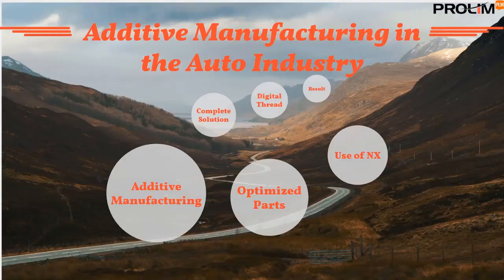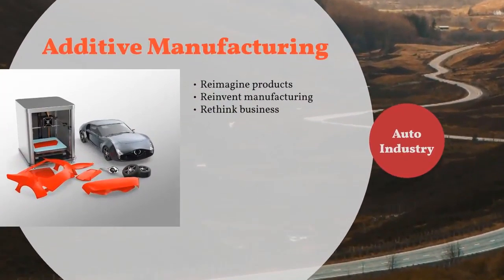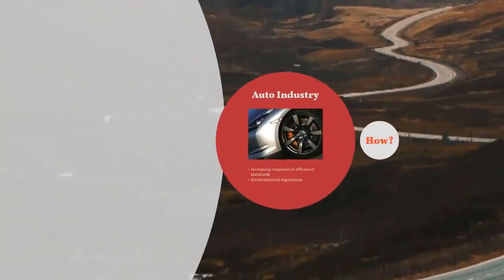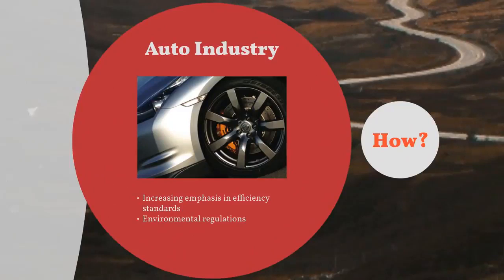Today, we're looking at the automotive industry, particularly additive manufacturing in the auto industry. Additive manufacturing is the process by which 3D objects are built in CAD systems by adding layer upon layer of material. This process allows companies to reimagine their products, reinvent the way they manufacture, and thus rethink the way they do business. In the auto industry, we're seeing an increased emphasis in efficiency standards driven by environmental regulations.